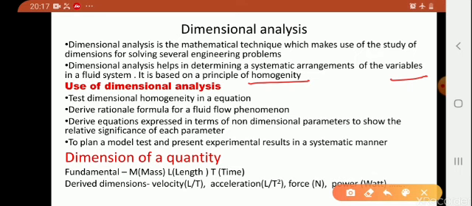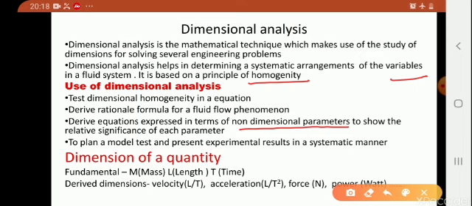We also use it to derive equations expressed in terms of non-dimensional parameters with the relative significance of each parameter. And we use dimensional analysis to plan a model, test, and present experimental results in a systematic manner. Before going into dimensional analysis, we should first learn what the dimensions are, what their units are, and what the types of dimensions are.